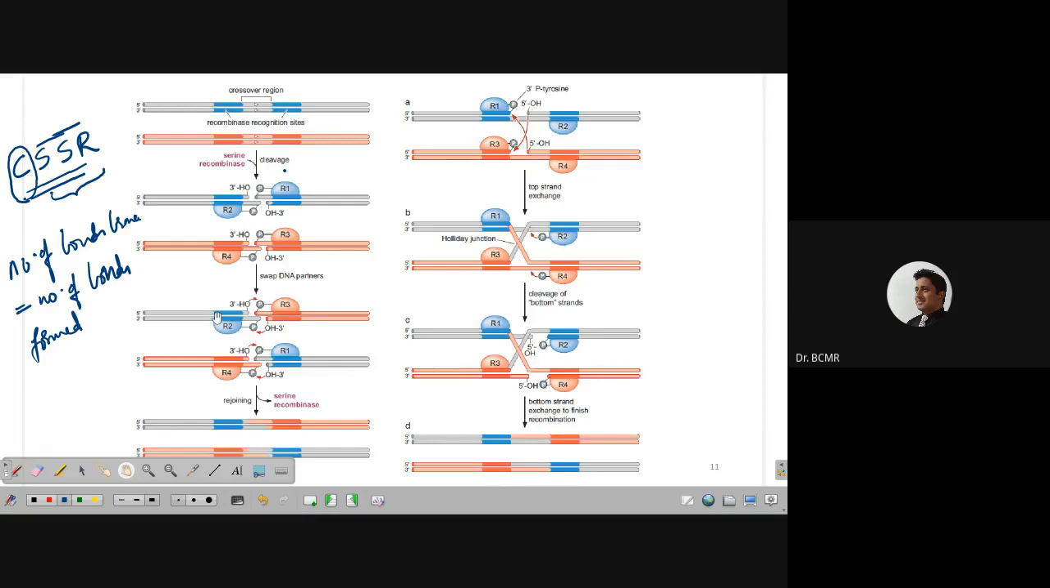So it is conservative site-specific recombination because the number of bonds broken is equal to the number of bonds formed. You have 1, 2, 3, 4 bonds broken, and eventually when the product is formed, 4 bonds are formed. The same is the case here. You have 2 bonds broken, then 2 more bonds broken, so 4 bonds broken, and here you have 1 bond formation, here another bond formation, and in the completed product 2 more bonds formed. So it is conservative with regard to the number of bonds broken.